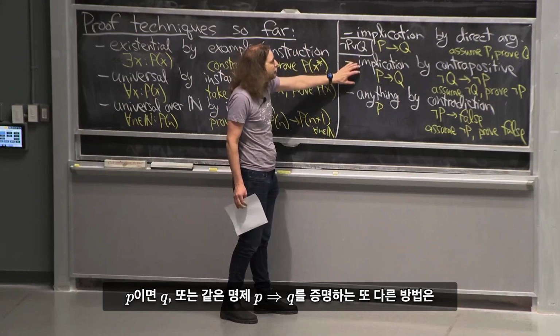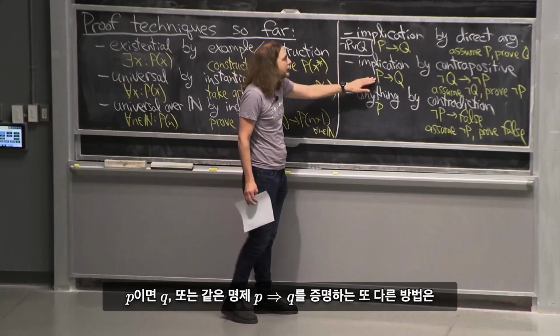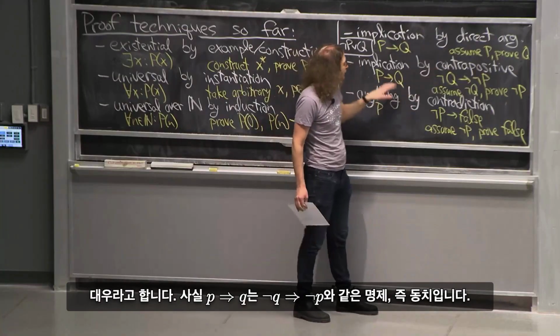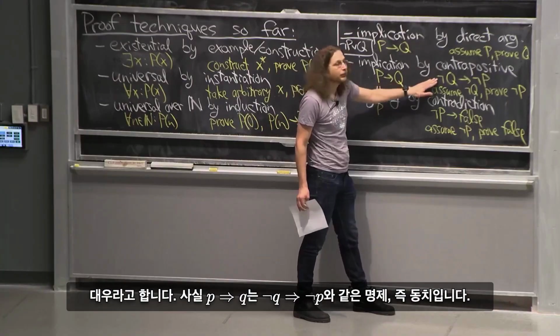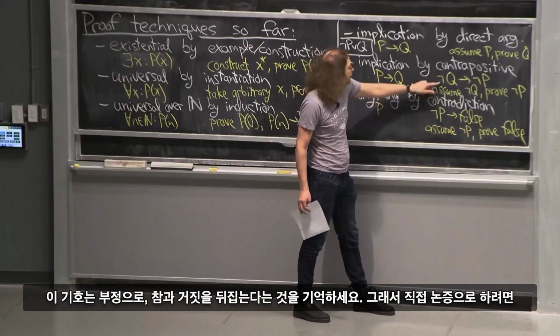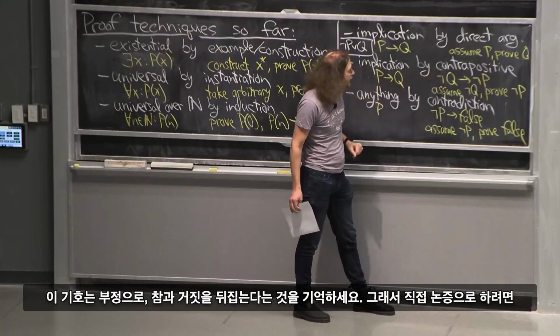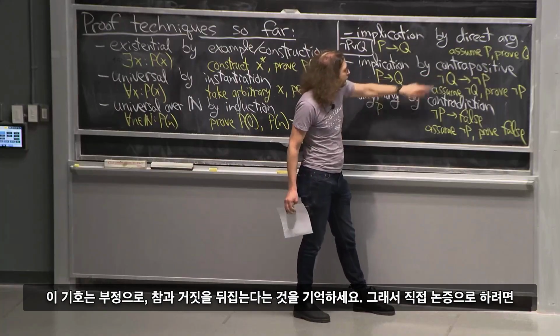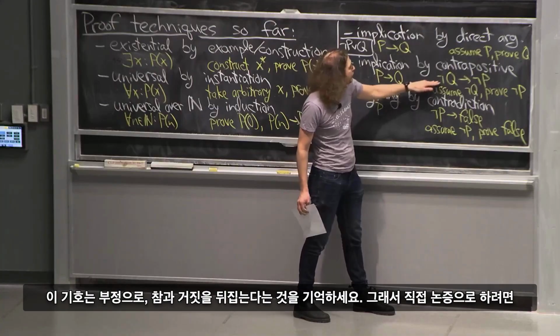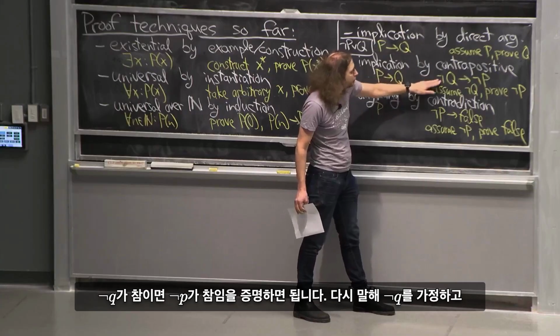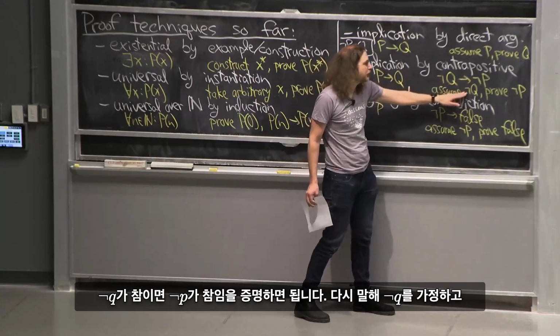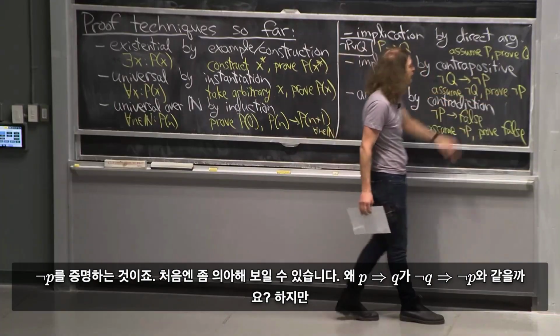Or another way to prove that same statement, p implies q, is what's called the contrapositive. It turns out p implies q is the same statement, it's equivalent to not q implies not p. Remember, this symbol is a negation. Flip true and false. So to do that with a direct argument, we would prove that if not q is true, then not p is true. In other words, assume not q and then prove not p.